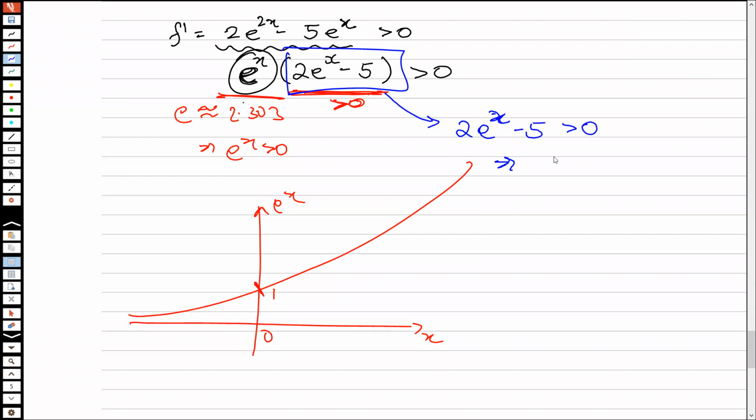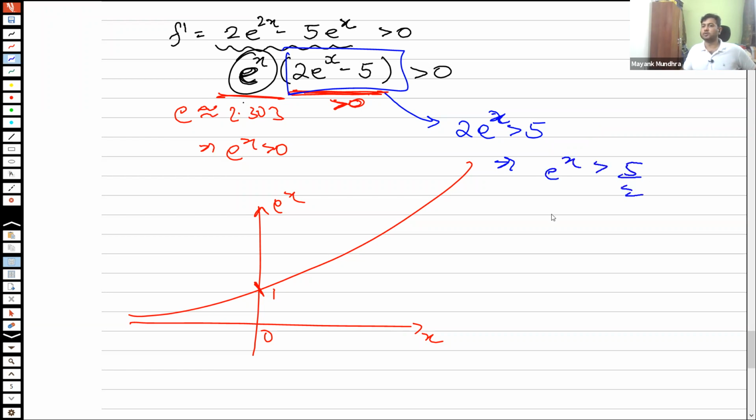x is greater than log 2.5. I was asking the question, but this just becomes e to power x greater than 5 by 2. So then you can just take log, so x greater than log of 5 by 2.